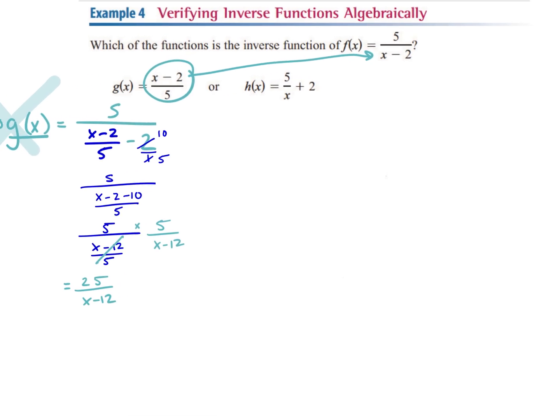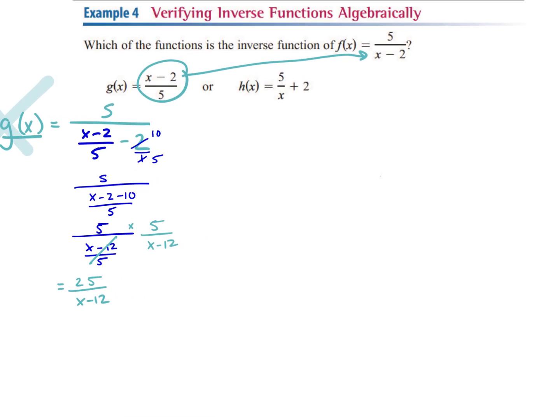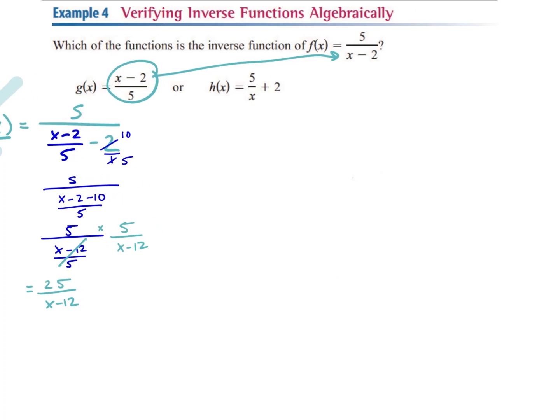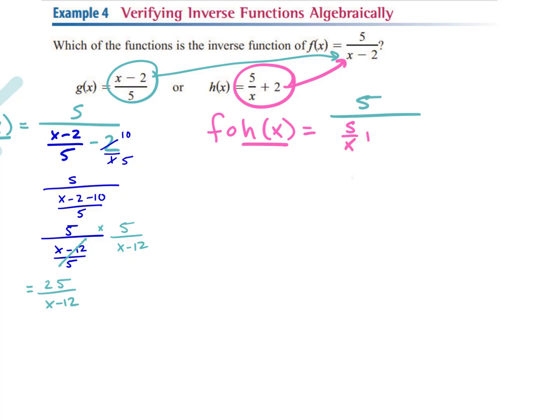So g is not an inverse because we didn't get just x. So let's check for h now. So we want to find f of h. So what's on the inside here? H. So we're going to pick up h and plug it into the x in f of x. So we have 5 over x plus 2 minus 2.